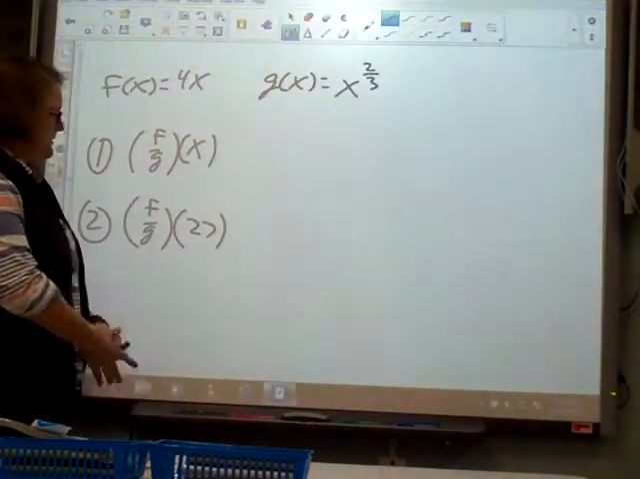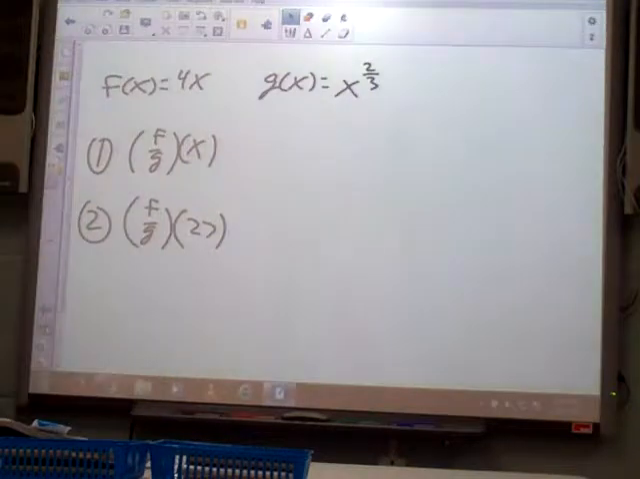Alright, I want you to try this one. F of x is equal to 4x. G of x is equal to x to the 2/3. Number 1, find what f divided by g of x is. Number 2, find what f divided by g of 27 is. This is just like what we just did.